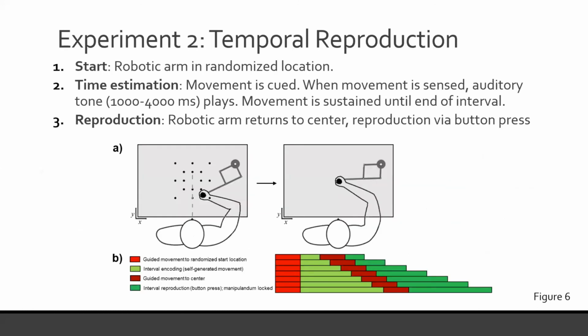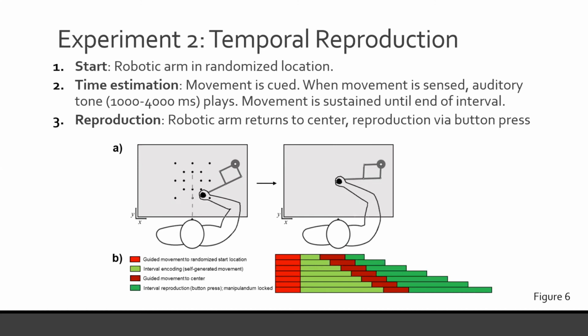But we wanted to confirm these results with an alternative paradigm. So here we tested people on temporal reproduction, and it was very similar in that people were moving while they were timing intervals, but there were a few key differences, which I'll go over. Each trial started with the robotic arm in one of these randomized locations, an extra layer of precaution to make sure that people weren't using the same stereotyped trajectories or some kind of heuristic for timing. Then movement was cued, and once the person started moving, the auditory tone would come on, and they needed to sustain movement until the end of the interval.